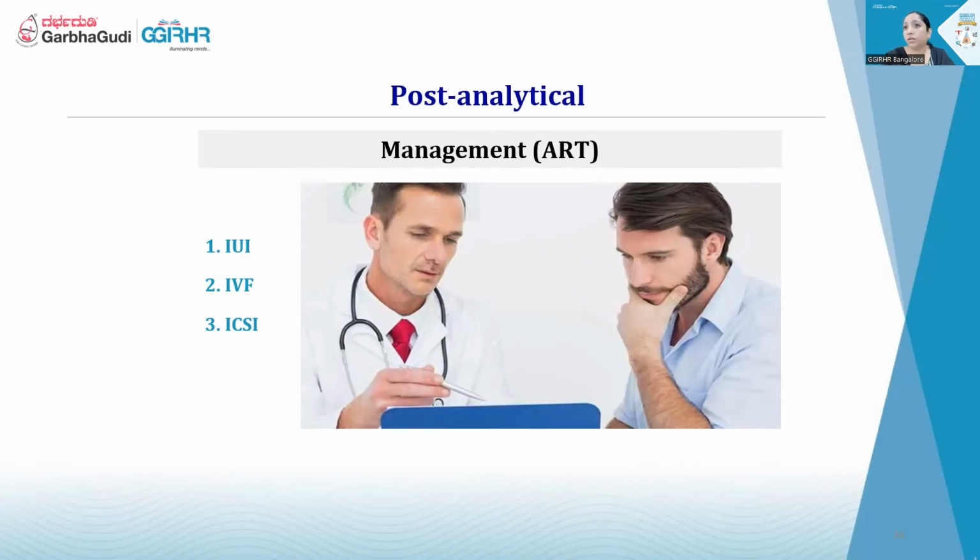If the count is too low, maybe severe OATs, then doing IUI would not be beneficial for the patient. Then you can decide on maybe IVF or ICSI. So the semen analysis report will help you analyze the male factor aspects and suggest the ART procedure that you want to go for.